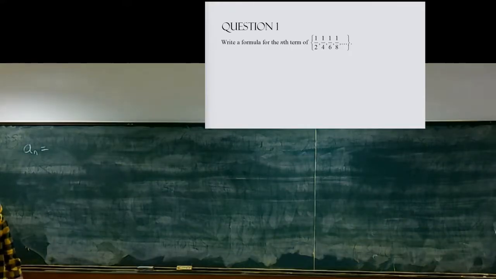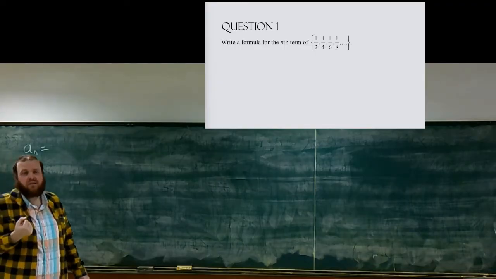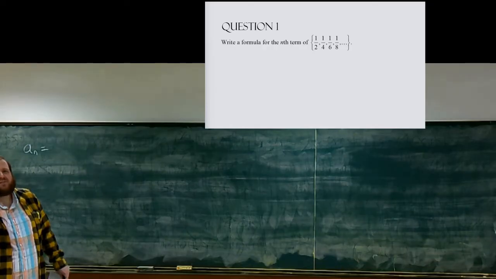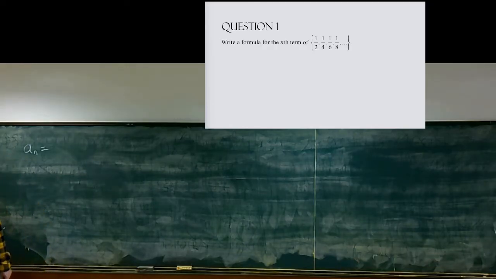So look at each term individually. First, you have to decide, where are we starting? Do you want to start with n equals 0? Start with n equals 1? 1's generally where we start. So first term is 1/2. Second term, 1/4. Third term, 1/6. Fourth, 1/8. What would be the fifth term? The sixth.